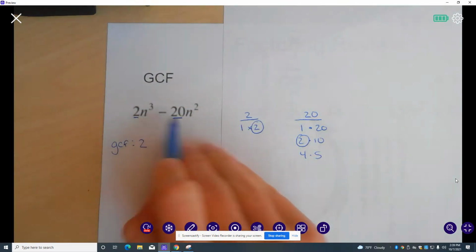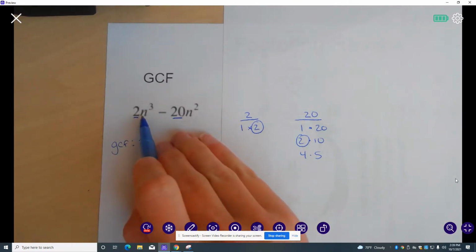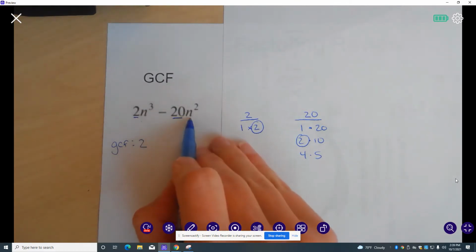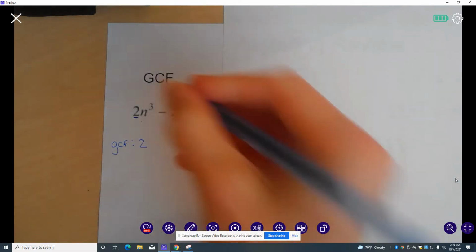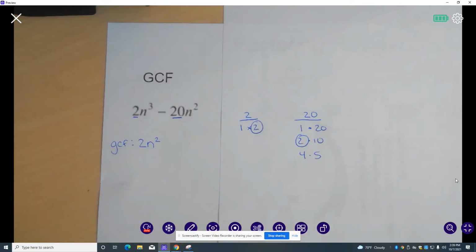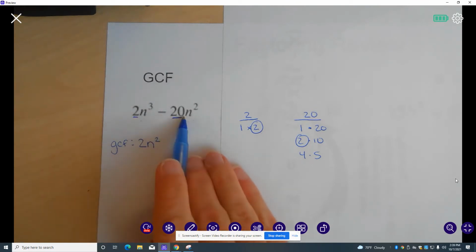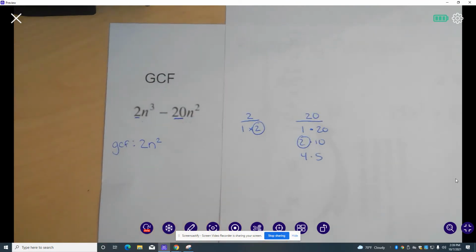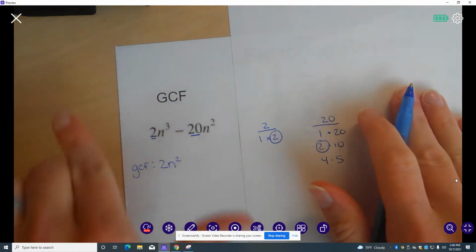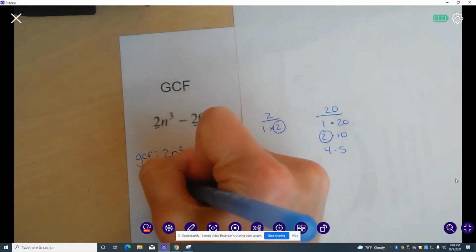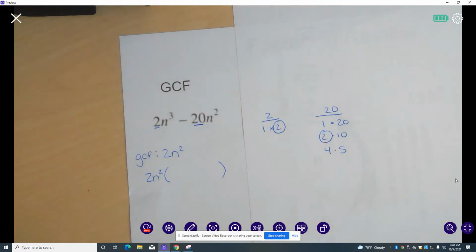And then we also have to look at our variables. I have 3 n's here, right? N cubed is n times n times n. And I have 2 n's here. So the most that they have in common is 2. So they have an n squared in common. So the greatest common factor of 2n cubed minus 20n squared is 2n squared. Once you've identified that greatest common factor, that's what you're going to factor out or divide out. So I'm going to divide out 2n squared from these terms.